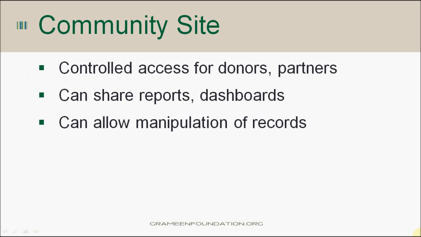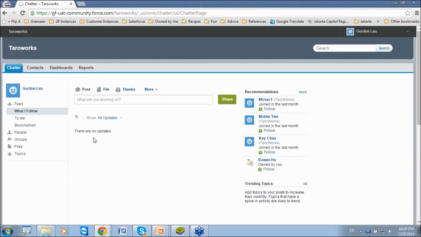Well, what you can do now is that using these partner community licenses, you can give them login, and they can log into your community, and then you can restrict their access. All right, so in this case, this is what a partner community site looks like.